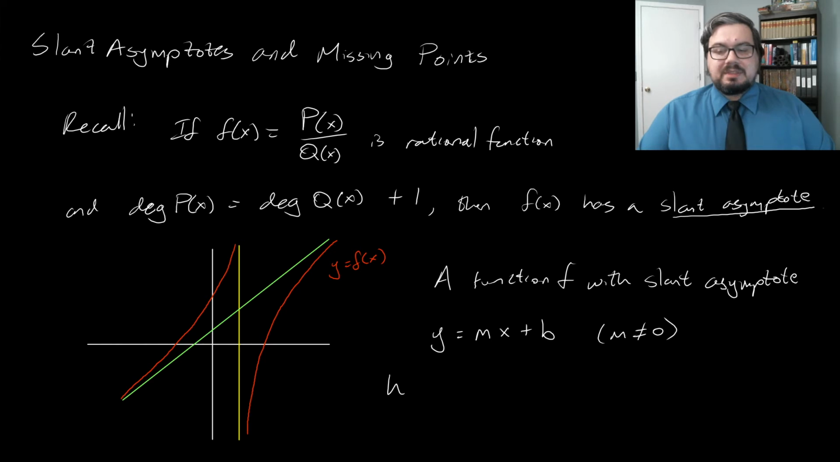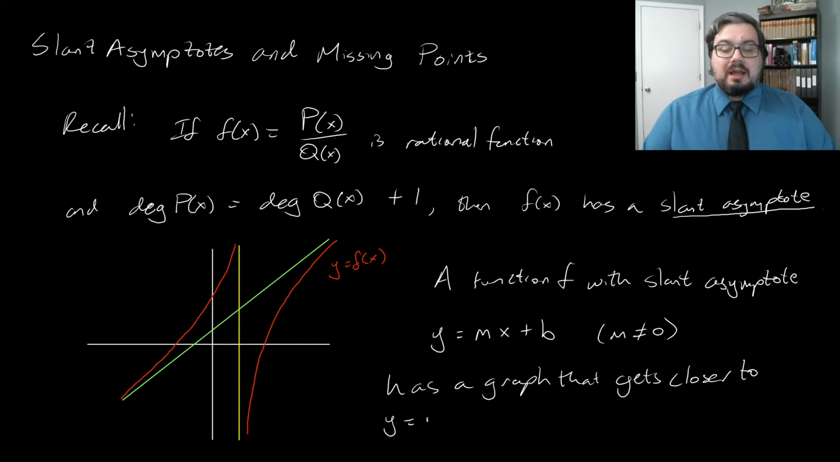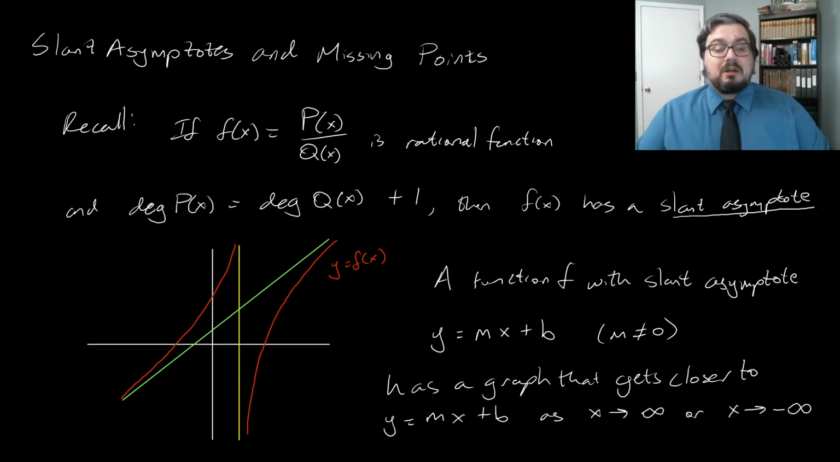A function with a slant asymptote of y equals mx plus b has a graph that gets closer to the graph of y equals mx plus b as x goes to infinity or x goes to negative infinity. As we move farther and farther to the right or the left, the graph of the function f looks more and more like the graph of the line y equals mx plus b.